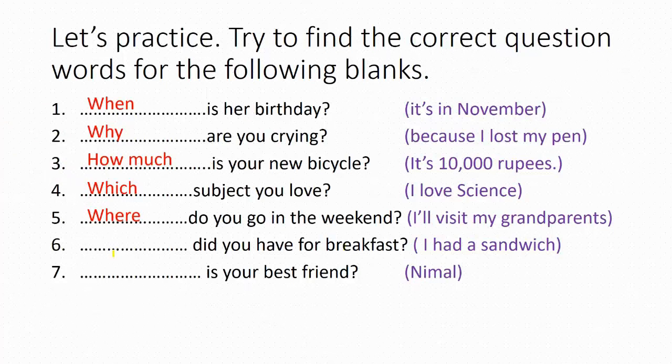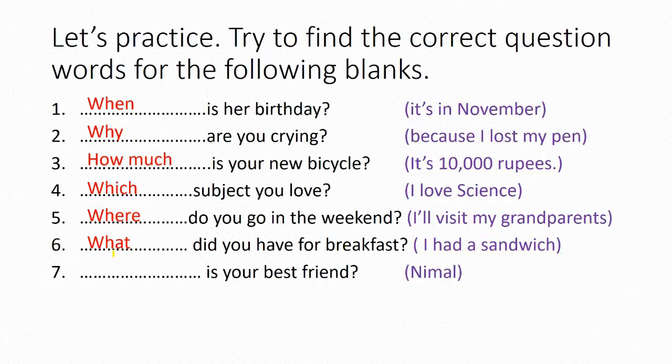The next one is, blank did you have for breakfast? The answer is, I had a sandwich. You know, sandwich is a thing. Question word is what. The question is, what did you have for breakfast? Answer is, I had a sandwich.